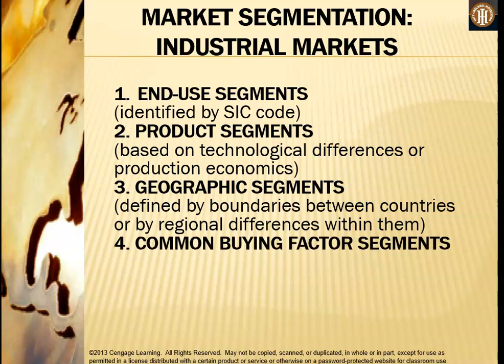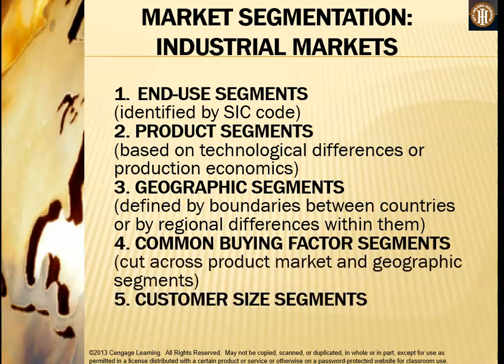For the industrial market, we looked at end-use segments, product segments based on technological differences in production economies, and geographical segments, which are defined by boundaries between countries and by regional differences within them. And then we have common buying factor segments that cut across product market and geographic segments. And then we have customer size segments as well.